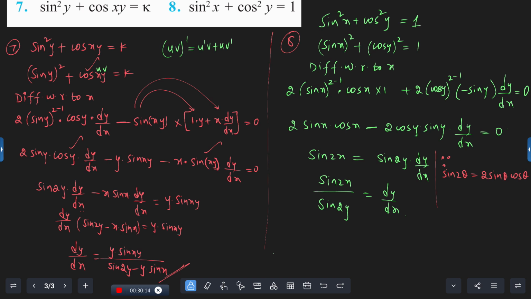People may have a doubt: sir, in sin 2x it is first sine, next cos only, and here first cos, next sine. In a product, not an issue. It is commutative. 2 into 3 or 3 into 2, answer will be 6. Not an issue. So this is the answer for the 8th one.